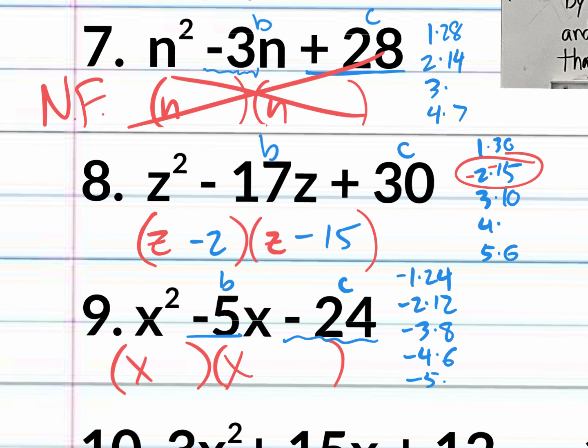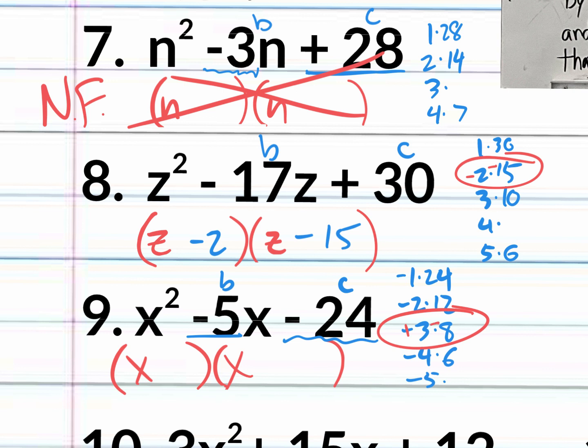What is 6 minus 4? 2. That's not a 2. What's 8 minus 3? 5. That's a 5, but I want it to be negative. So what do I do with the signs? Change them. You see, because 8 plus negative 3 is positive 5, and I want it to be a negative 5. That means I have the right numbers, just the wrong signs. So these are my numbers, but change it and change it.